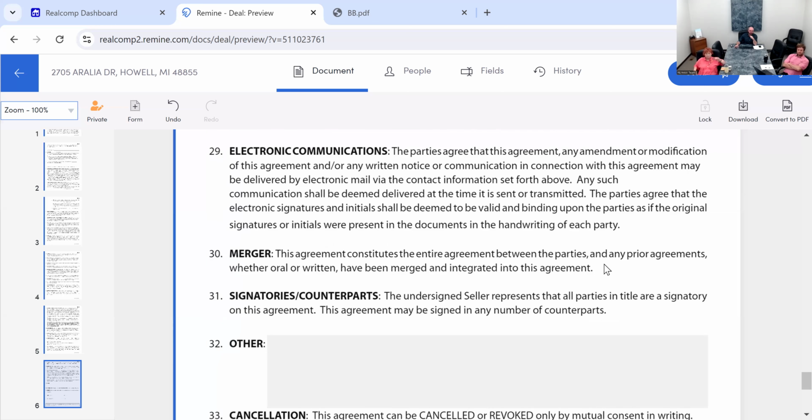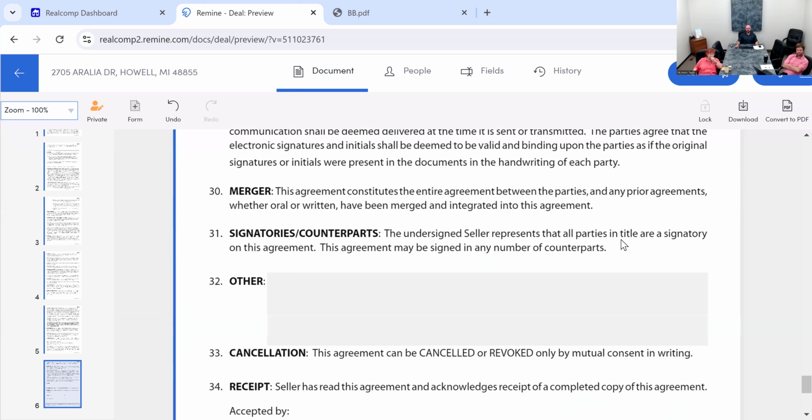Like if they try to say, hey, earlier you said such and such. Well, if you end up in a court of law in front of a judge, this is saying, hey, whatever was said before this document was signed has no bearing anymore. This document is what matters, because this agreement is the entire agreement.